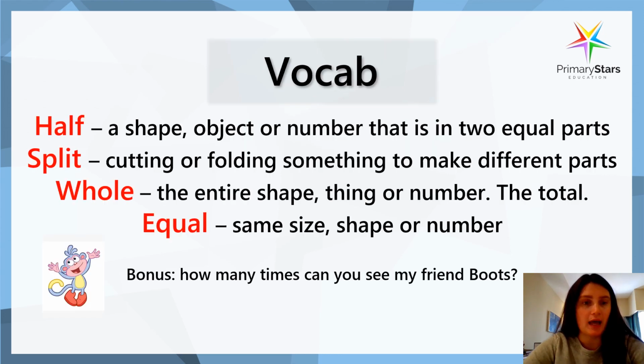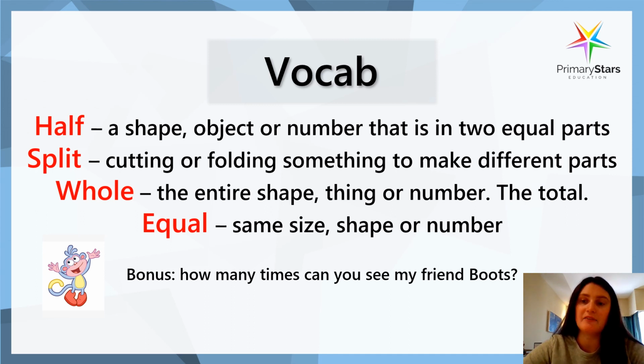We'll revise our vocab. So the first word we've learned this week is half, which is a shape, object or number that is in two equal parts. The next word we've learned is split, which is cutting or folding something to make different parts. The next word is whole, which is the entire shape, thing or number, the total. And the last word is equal, which means the same size, shape or number.